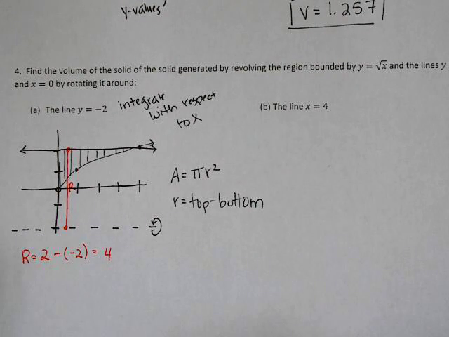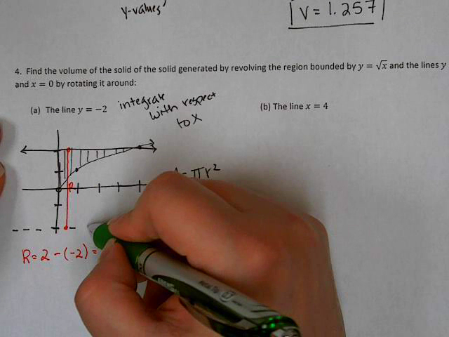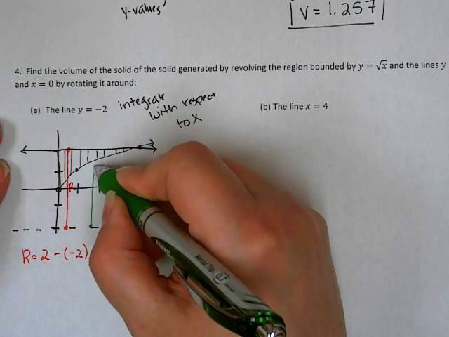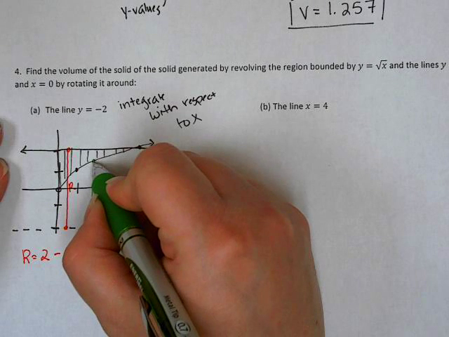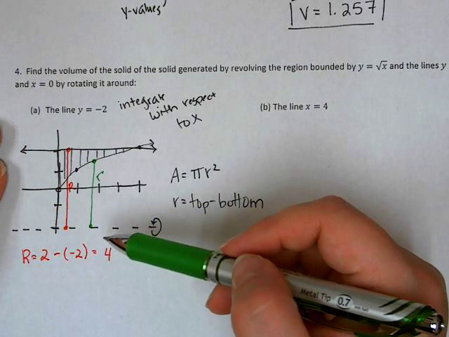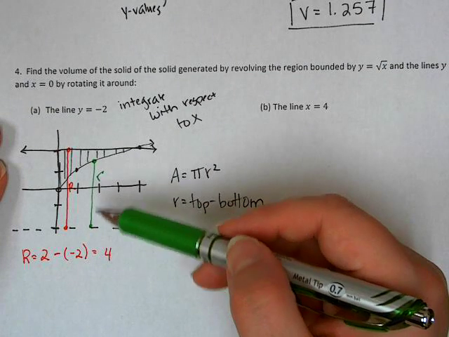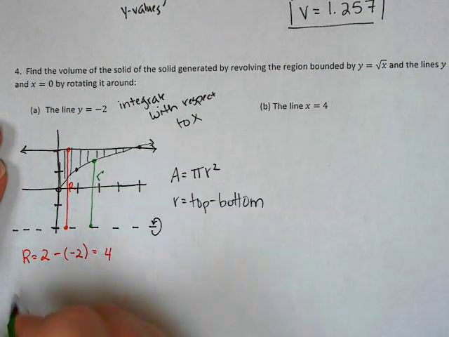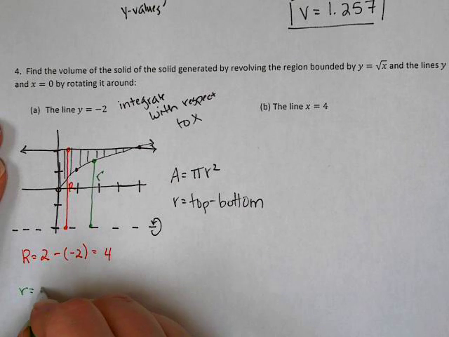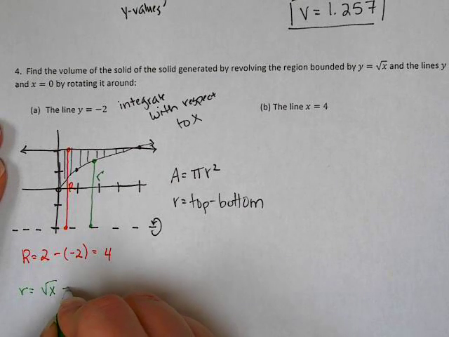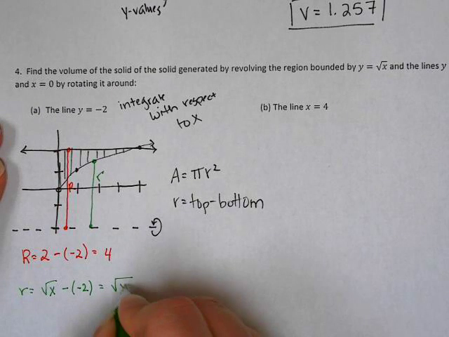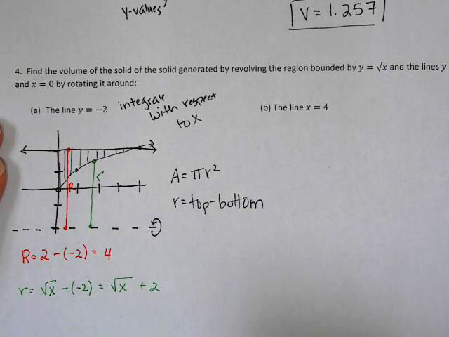Our inner radius goes from, again, where we're rotating about to the outer edge. And so this green part right here is the small r. It's the radius of that hole that we're removing from our figure. So the little r, again, top minus bottom. So that's the square root of x minus -2. And so really it's the square root of x plus 2.